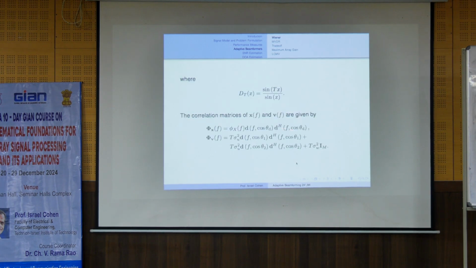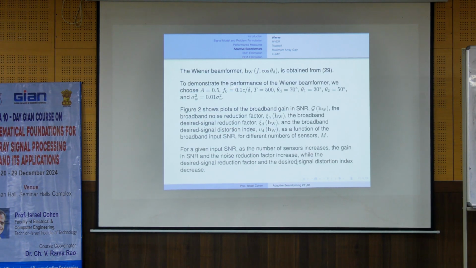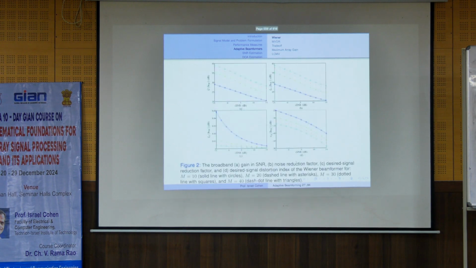All these derivations are very similar to what we did with the multi-channel signal enhancement. But let's assume that the desired signal comes from 70 degrees, and we have two interferences from 30 degrees and 50 degrees. And the thermal noise is very weak, only 1% of the directional interference. And we have 500 samples of measured data. So what happens? How does it look?